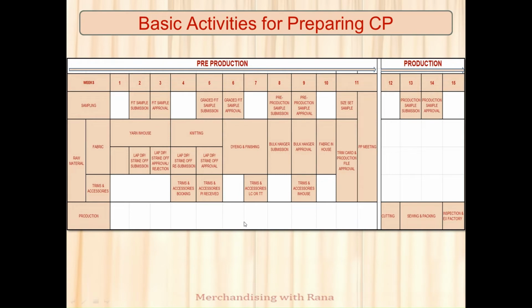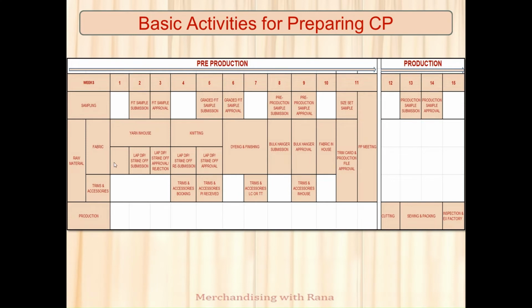It is totally blank. For sampling, first you have to submit the fit sample, which will be in one size or base size. After that, you have to submit a graded fit sample, which will be in jumping size. And then you need a pre-production sample, which will be completely similar to production. It will be followed in the production process and for inspection.